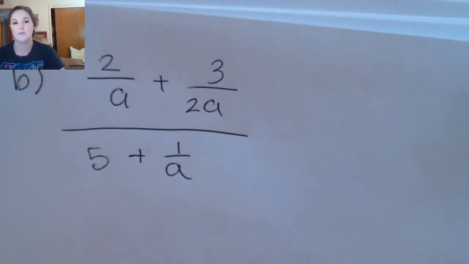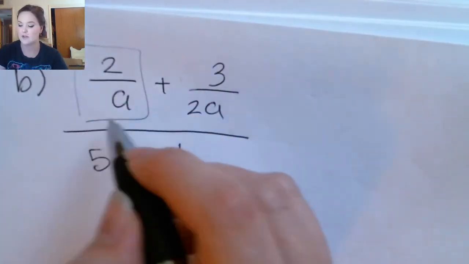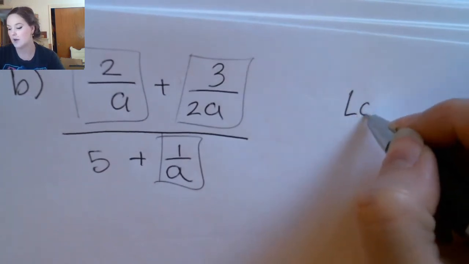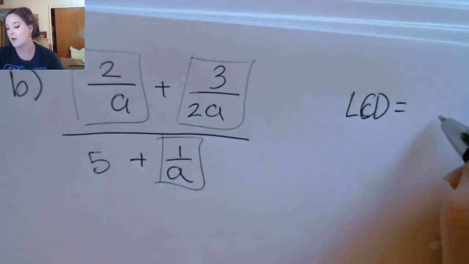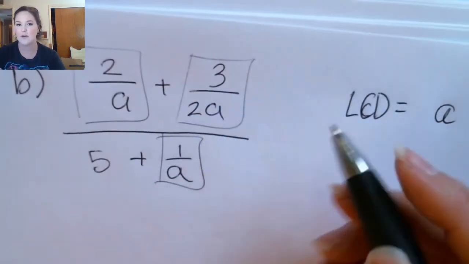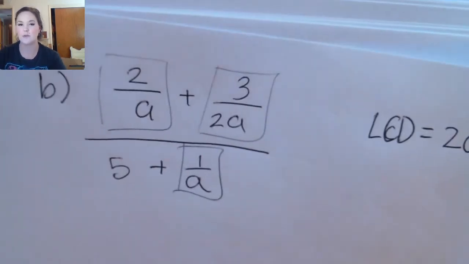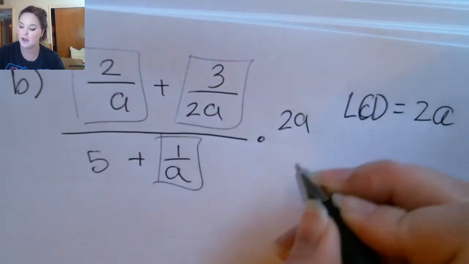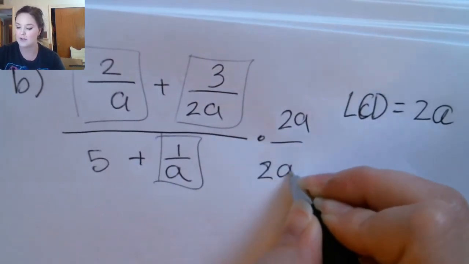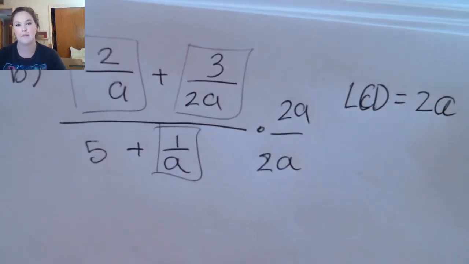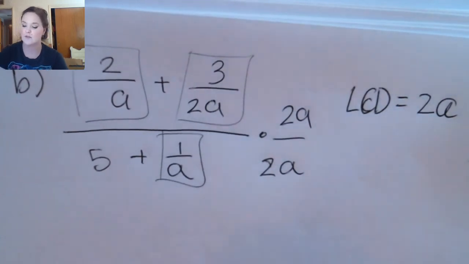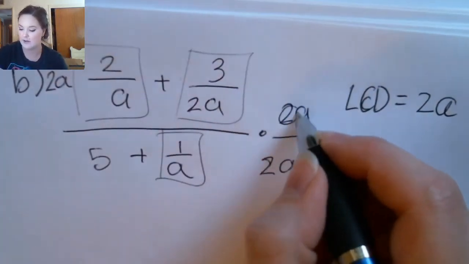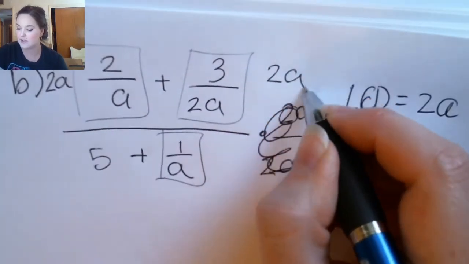Okay, so you can see our smaller fractions. Here's one, and here's one. So our LCD, they share a common factor of a, but we also have this factor of 2, which we're going to include. So our LCD is going to be 2a. So I'm going to multiply here by 2a and in the denominator by 2a. Now just for ease, I'm going to write it next to this, and I'm going to write it next to this so we can see what we're doing.